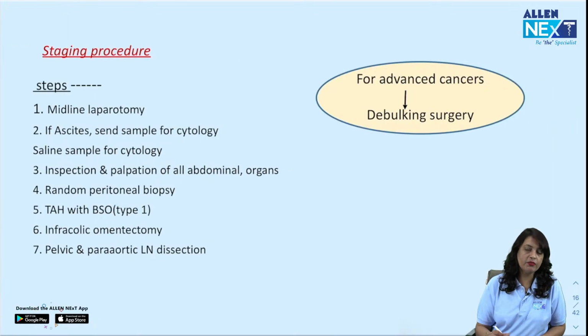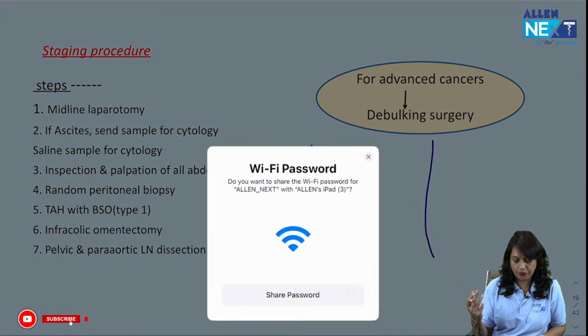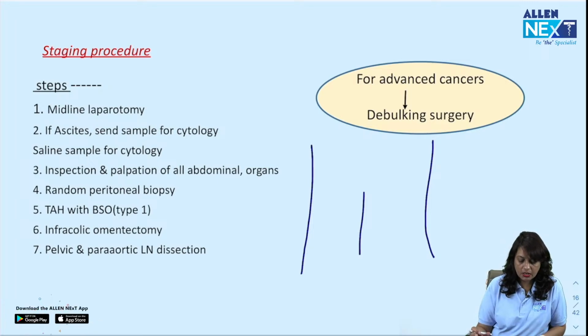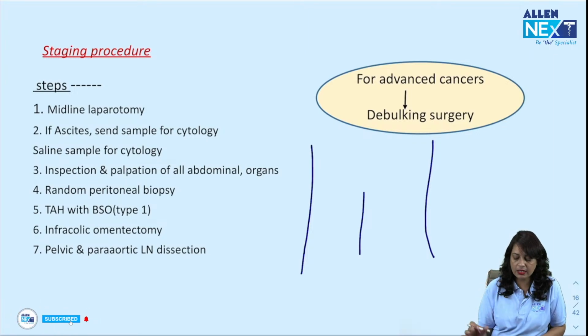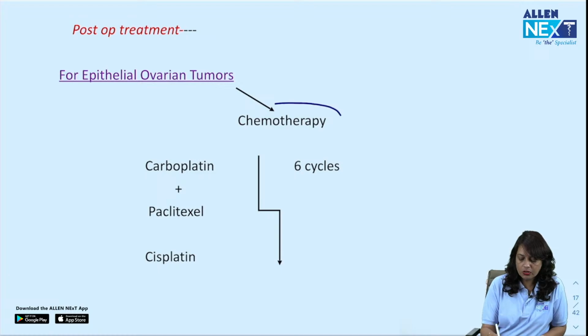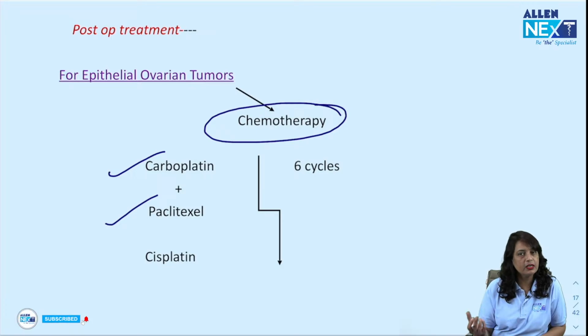Now surgical staging, we go for a midline laparotomy and we collect any ascitic fluid present and send it for frozen section. Then we do the inspection and palpation of the abdominal organs, random peritoneal biopsies, hysterectomy followed by lymphadenectomy. And when we talk about the advanced cancers, we have to go for a debulking or cytoreductive surgery in this case. So debulking surgery followed by chemotherapy. Chemotherapeutic drugs we use are carboplatin and paclitaxel in different cycles.